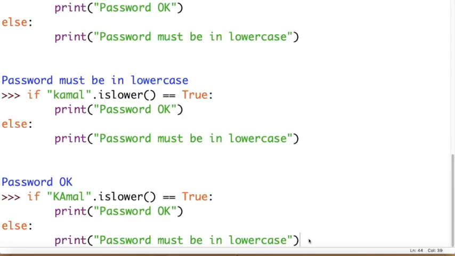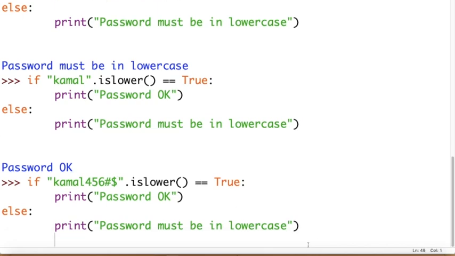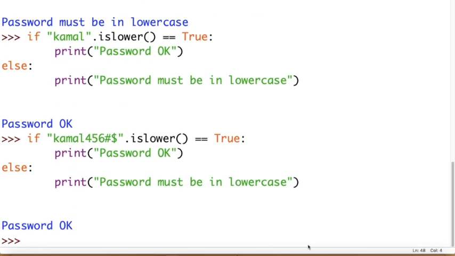Now let us modify it with another string. Say for example, I am modifying it with KA, all in small, and then I am embedding some other characters which are not alphabets. Say for example, 456 or hash and question mark, a dollar symbol, right? And let us compile it again. So what we see here, the password is okay. Since isLower only checks whether all the available alphabets in the string are in lowercase or not. It neglects other characters which are not alphabets, right?